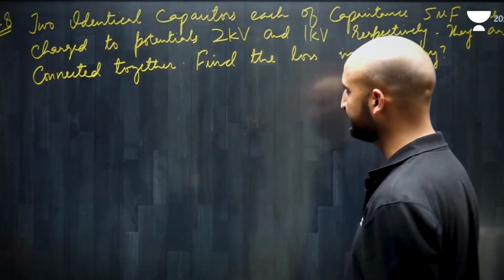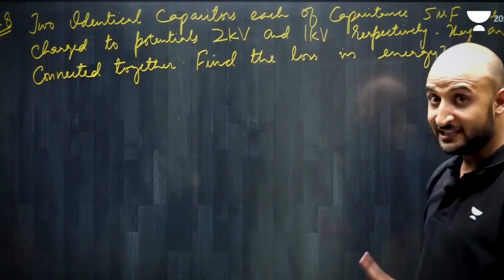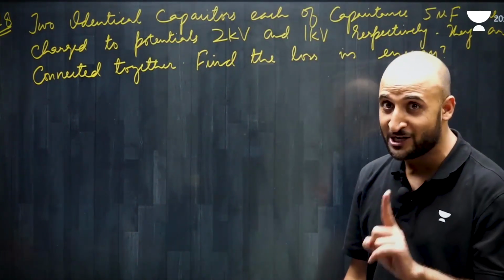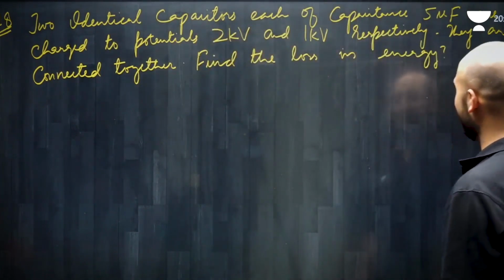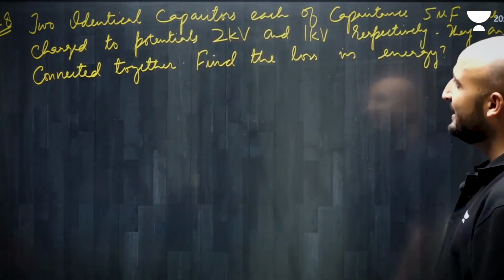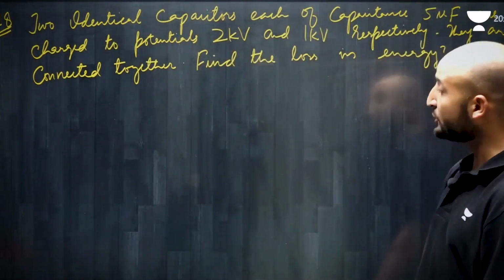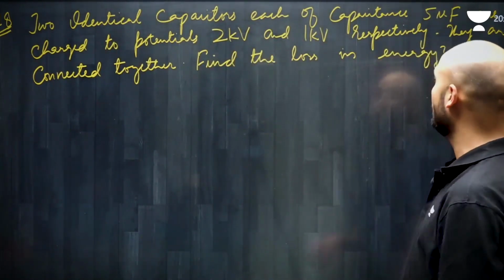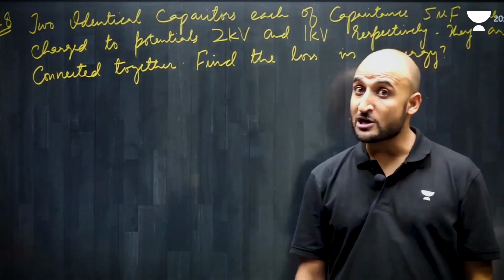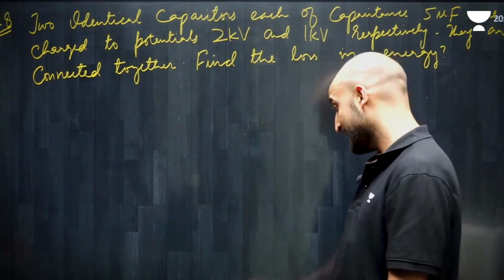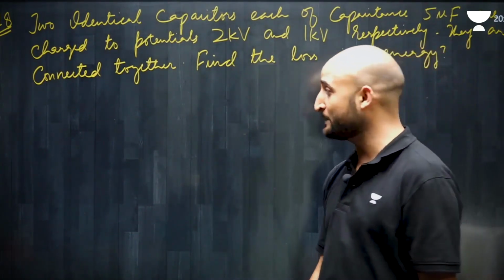Have a look here. Question asks me, two identical capacitors, identical, mind it, it should hit you the moment you read it. Two identical capacitors, each of capacitance 5 microfarad and charged at potentials 2 kilovolt and 1 kilovolt respectively. They are connected together. Find the loss in energy. All right, have a look here. These are all asked questions. These are all previous year questions.